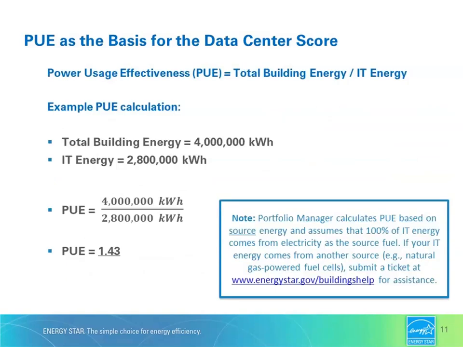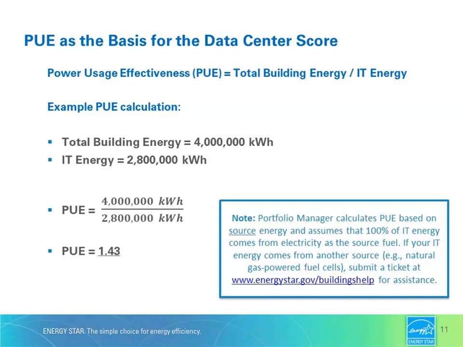Let's look at an example PUE calculation. So we'll say your total building energy is 4 million kilowatt hours and your total IT energy is 2.8 million kilowatt hours. You divide those and you get a PUE of 1.43. This is a very good, efficient PUE. 2.0 for a lot of data centers is pretty standard. Energy Star certified data centers are typically in the 1.4 to 1.7 range, although they might be a little bit lower or higher. And obviously the goal is to get that number as low as possible through use of efficient HVAC systems, passive cooling, efficient lighting, etc.